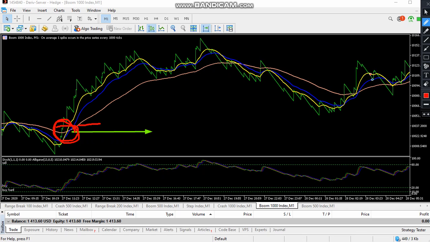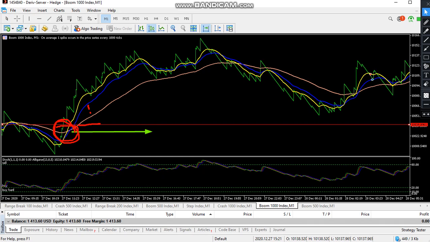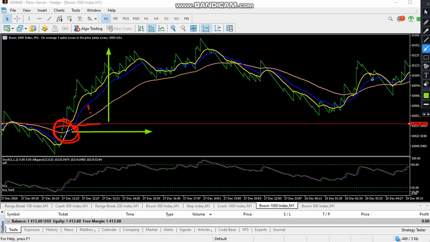And look at the gap that I was telling you about. This gap and this gap are far apart from each other, which means it's a strong uptrend. You could have entered here. They crossed here. You could have entered here, and then these are your total profits. You see, the market went up a lot.